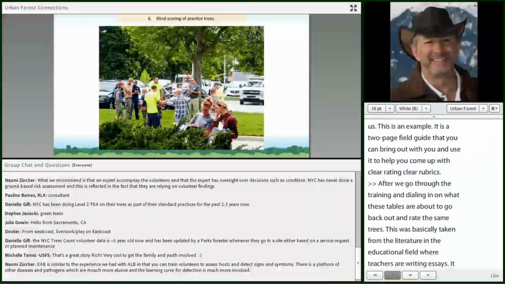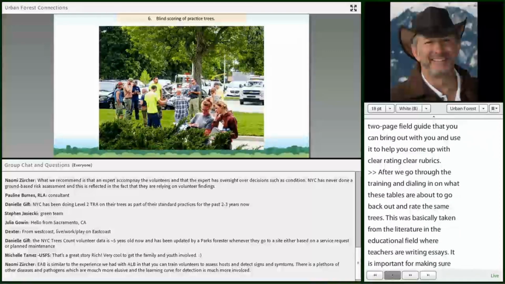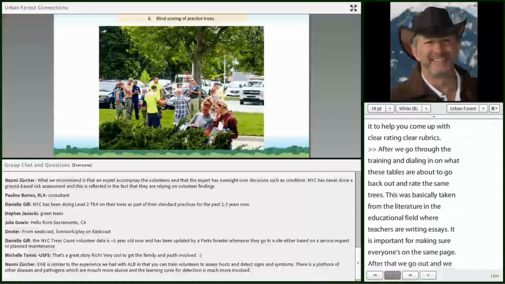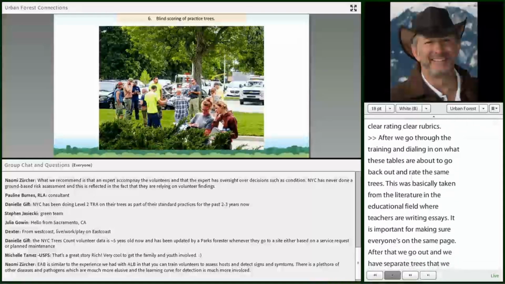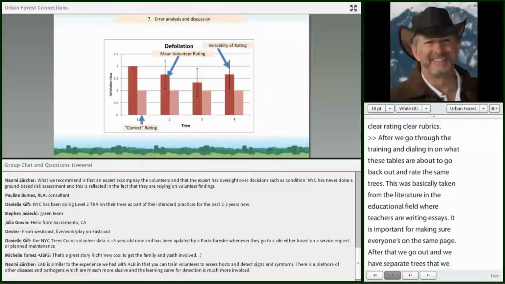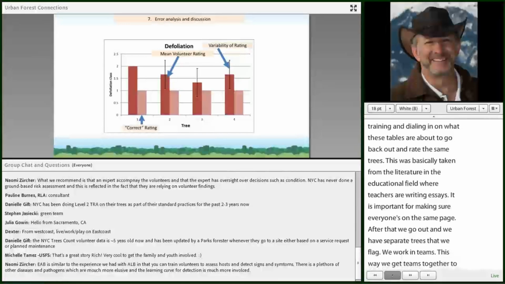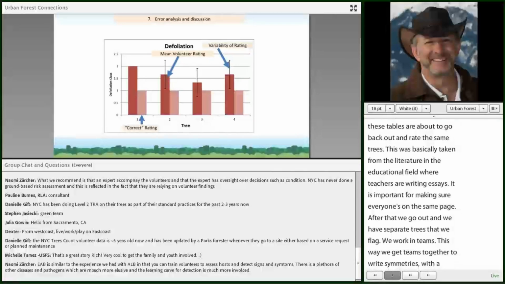After the norming phase, we go out and we have separate trees that we've flagged where we work in teams, just as we would in the field when we go out to do the project. And we separately rate the trees. This way we can get teams together to rate similar trees and come up with a discussion of error. And in science, we talk about error, and it's not necessarily a bad thing. We have variability in our measurements all the time.